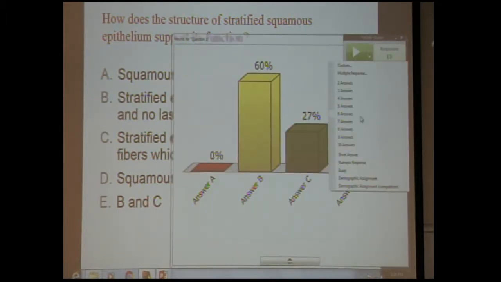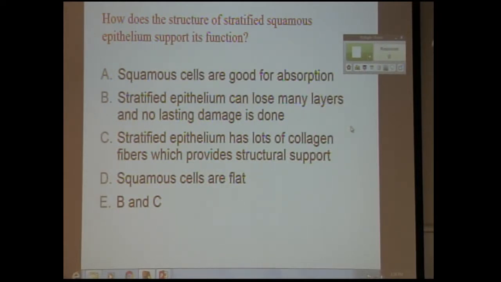All right, 6 answers. So why don't you talk to your group there? And the key thing for this question is there may be a lot of true statements up there, but which one actually answers that question? Do you know what I mean? What is it about the structure that actually helps it have that function? That's what you're trying to answer.